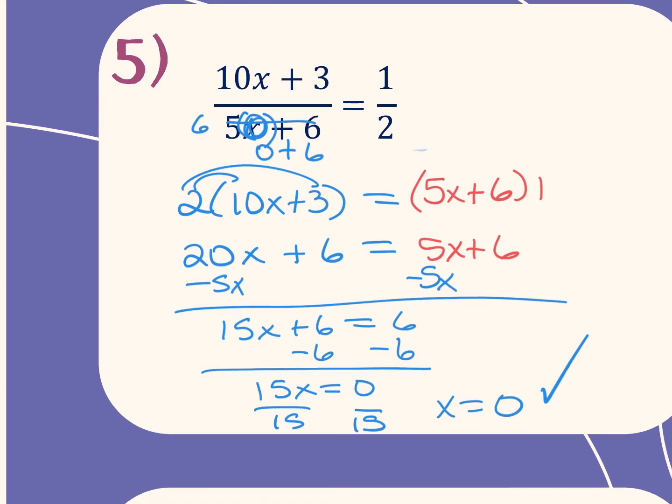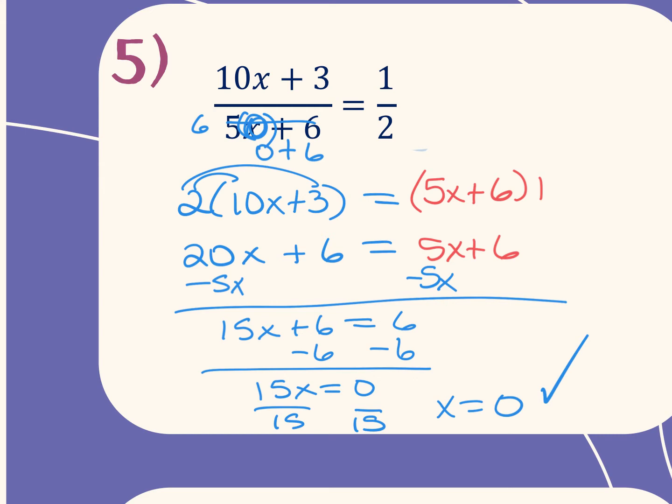If my problem would have been 10x plus 3 over x, just a single x, that's when I would have said, when I plug it in and this becomes a 0, then this answer is no solution. Because I can never, ever have a 0 in the bottom of a fraction. So that's all we're doing, is checking to see if our answer for x makes the denominator 0. And in this case, even though x equals 0, it didn't make the denominator a 0. So it's a good answer.